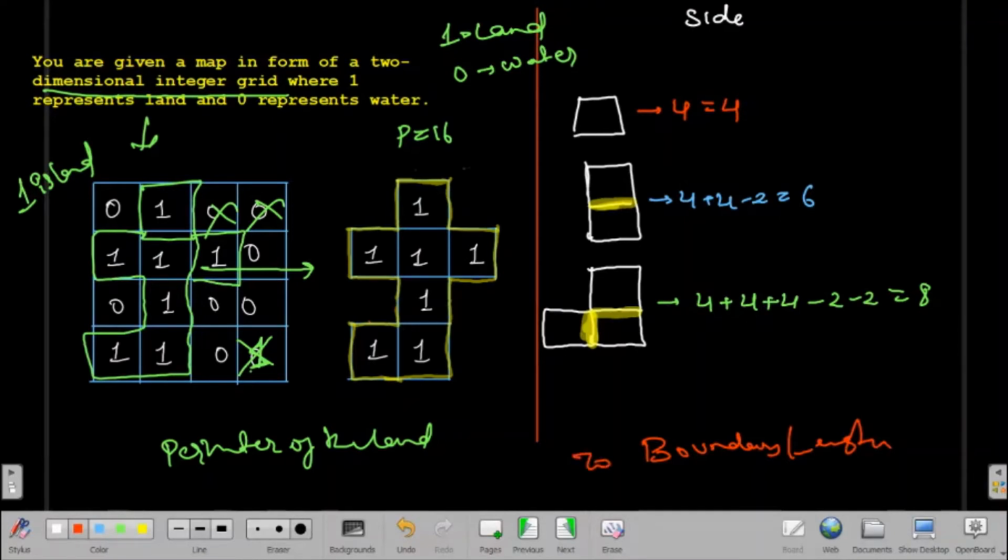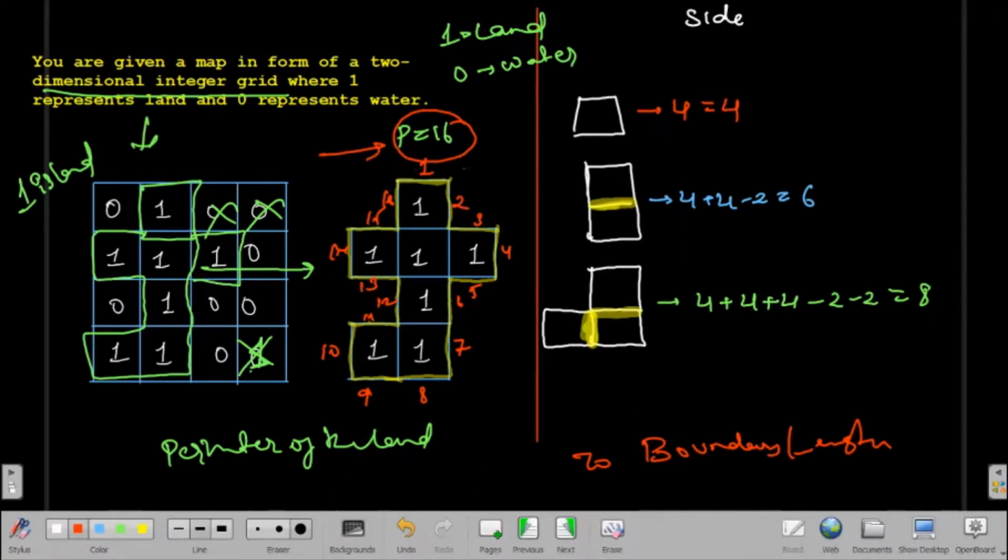So let's count for this island. How many boundaries do we have in total? Let's suppose this is 1, 2, 3, 4, 5, 6, 7, 8, 9, 10, 11, 12, 13, 14, 15, 16. So for this question we have a total of 16. So the perimeter of this island will be 16, and we will just return this 16 as the perimeter.